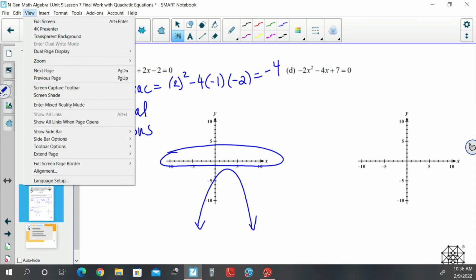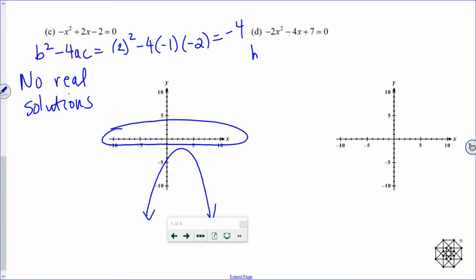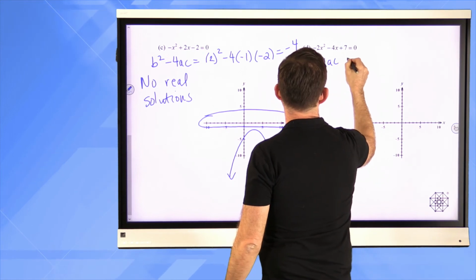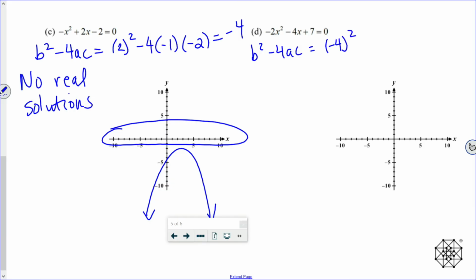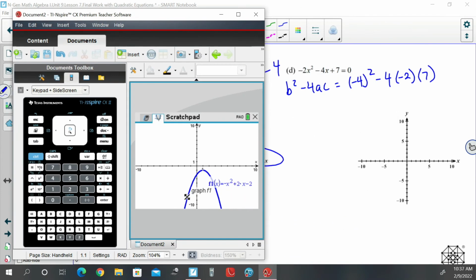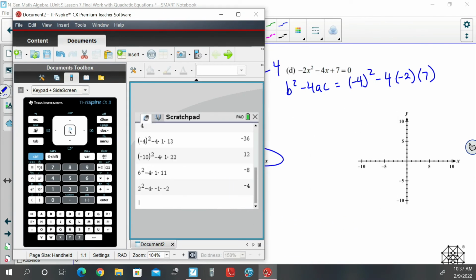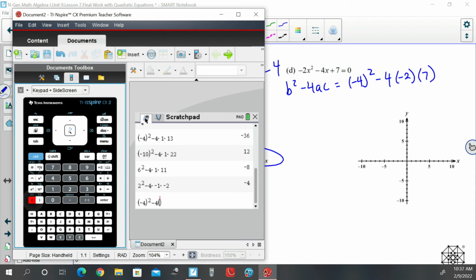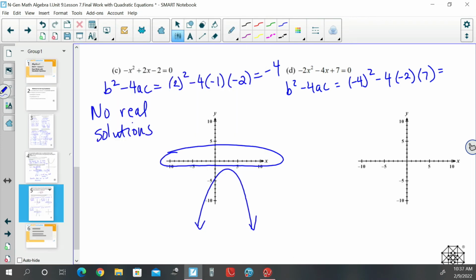All right, let's do the last one. Okay, in this case, my b squared minus 4ac is equal to negative 4 squared minus 4 times a times c. Lots of back and forth here. My apologies for that. This time I'm going to remember to go over to this screen, and I'm going to have negative 4 squared minus 4 times negative 2 times 7. Just make sure I've got that all correct. Yep, that's equal to 72. So yes, real solutions.